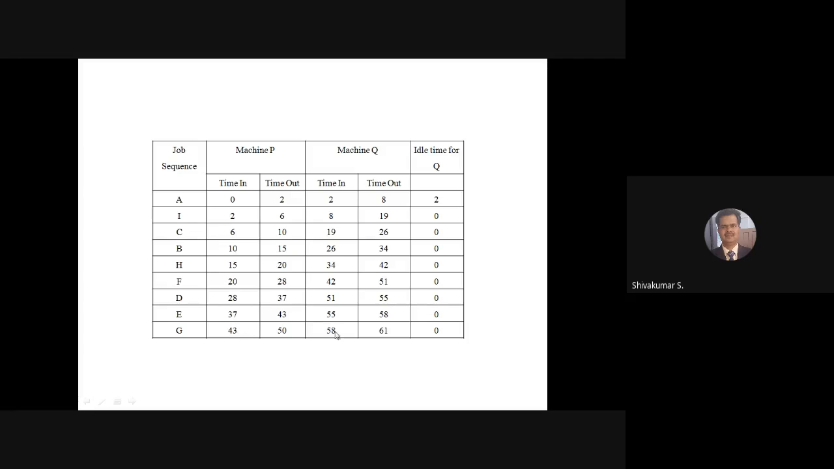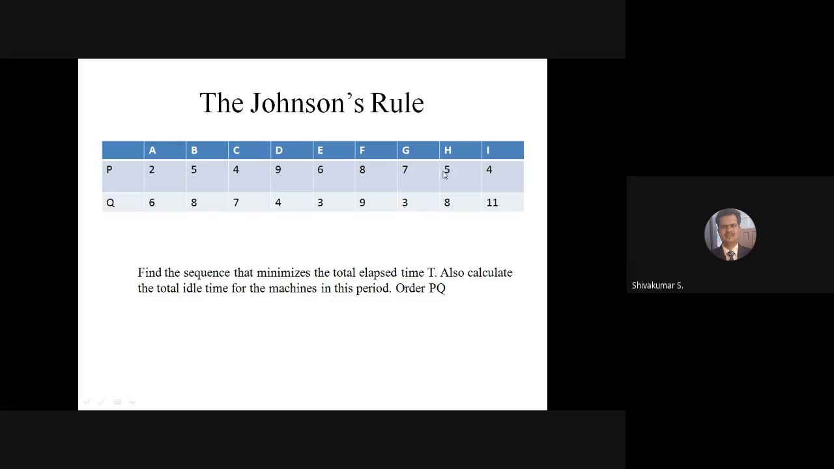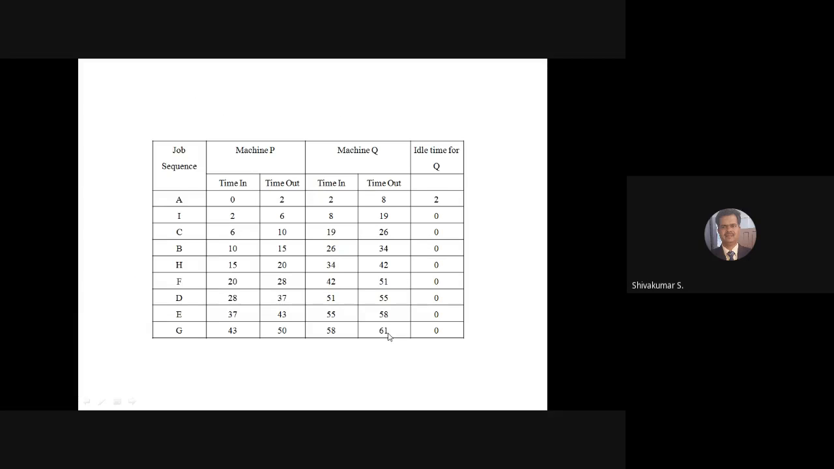So 43 plus 7, 50, and 58 time out, same thing right here, plus 3 minutes processing time on Q. So 58 plus 3, 61. That's how we're calculating the time in, time out, and the idle time for machine Q.